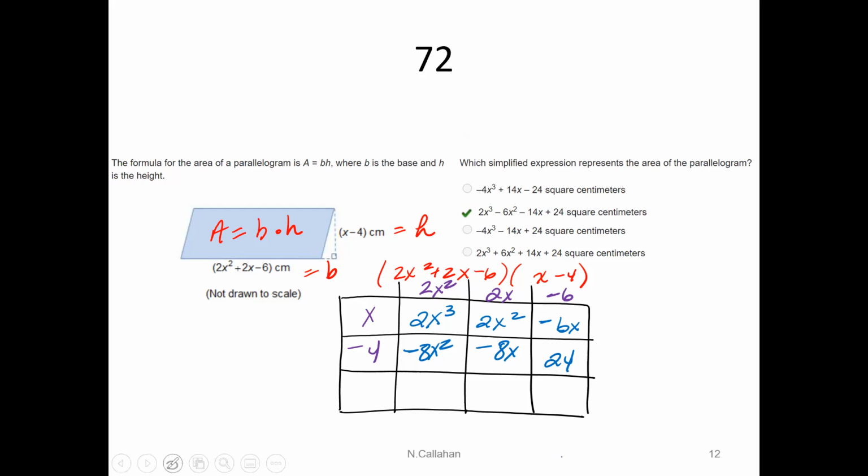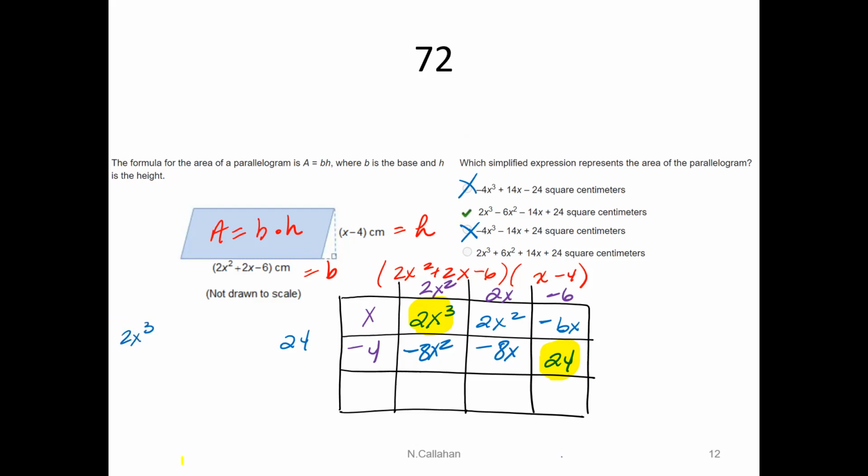All right, so here's the thing. Your last number is going to be this top part and this bottom part. Do you guys see that? You see the corner answers right there? That's your first and last answers. Your first answer is 2x cubed. Your last answer is 24. So automatically you're like, okay, it can't be A and it can't be C. So it can either be B or D.